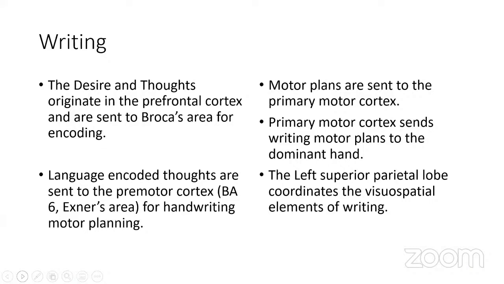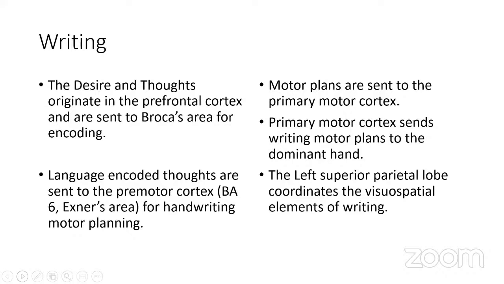So what are the steps in writing? The desire and thoughts originate in the prefrontal cortex. They are sent to Broca's area for encoding. The language that is encoded thoughts are sent to the premotor cortex, Brodmann's area 6 and Exner's area, for handwriting motor planning. Then the motor plans are sent to the primary motor cortex. The primary motor cortex in turn sends the writing motor plans to the dominant hand. The left superior parietal lobe coordinates the visuospatial elements of writing. This is the broad concept. I'll give a more detailed explanation in the next slide.